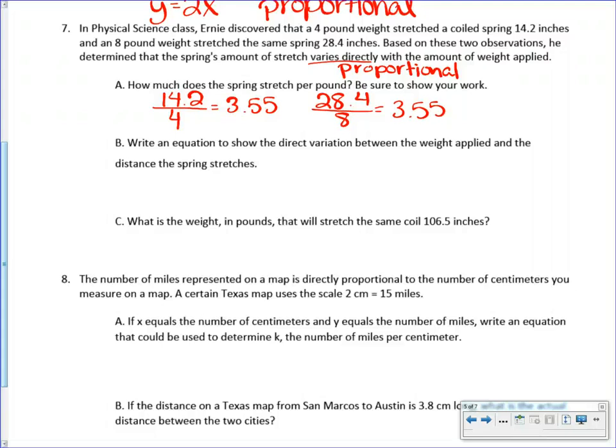So to write an equation to show the direct variation, we're going to take this value we just found. That's your slope. So y equals 3.55x, where y is your number of inches and x is the pounds.